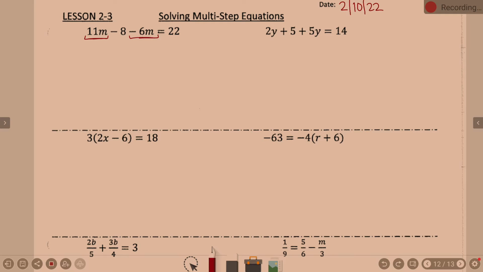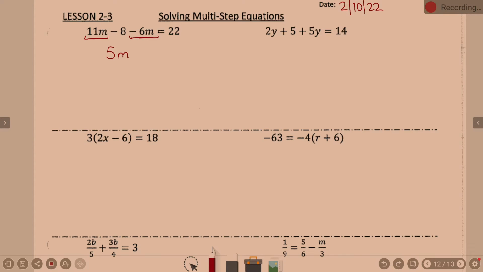What's right in front of 6m? That's what kind of sign? A negative, a minus. So that right there tells us that we are going to subtract. It's 11m, and then whatever comes in front of the 6m. So what is 11m minus 6m? Grab the calculators if you need it. What's 11m minus 6m? No. 11 minus 6. 5. 5m. So we're putting those like terms together. 11m minus 6m is 5m.